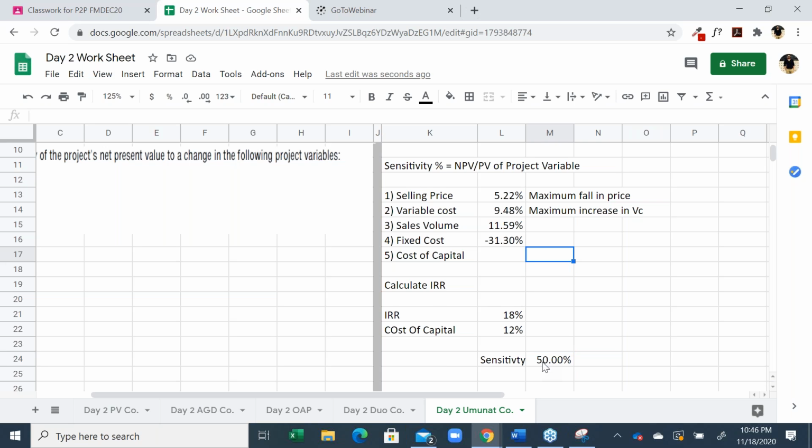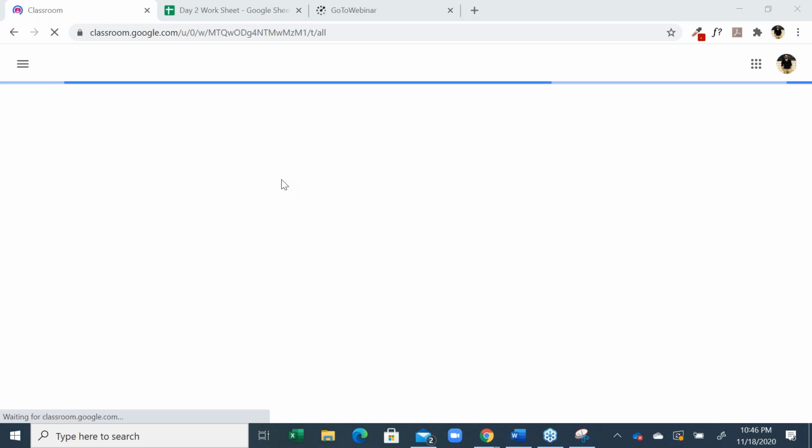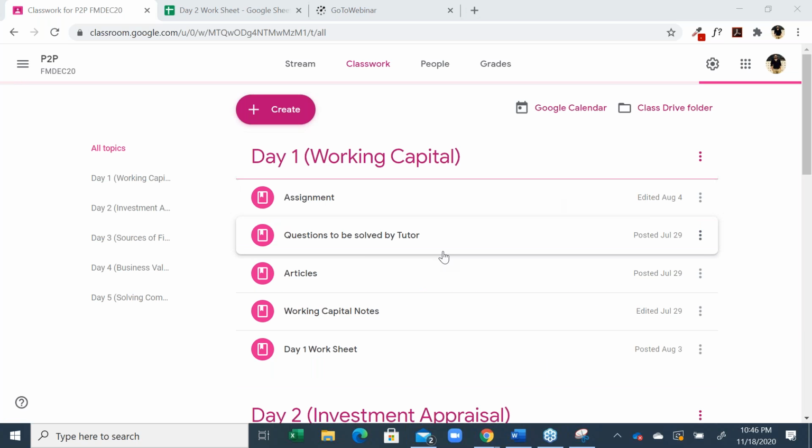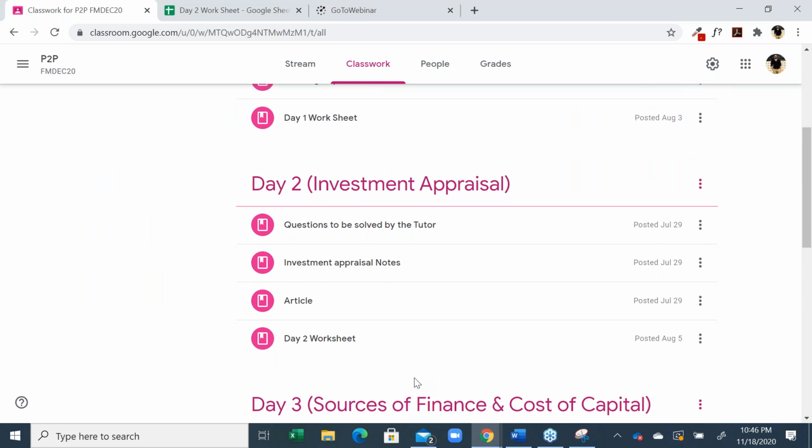So we are done with sensitivity, we are done with the lease or buy, we are done with NPV, IRR, and now let's move towards our day 2. Sorry, day 3. Day 1, we are done with day 1. Let's move towards day 3.